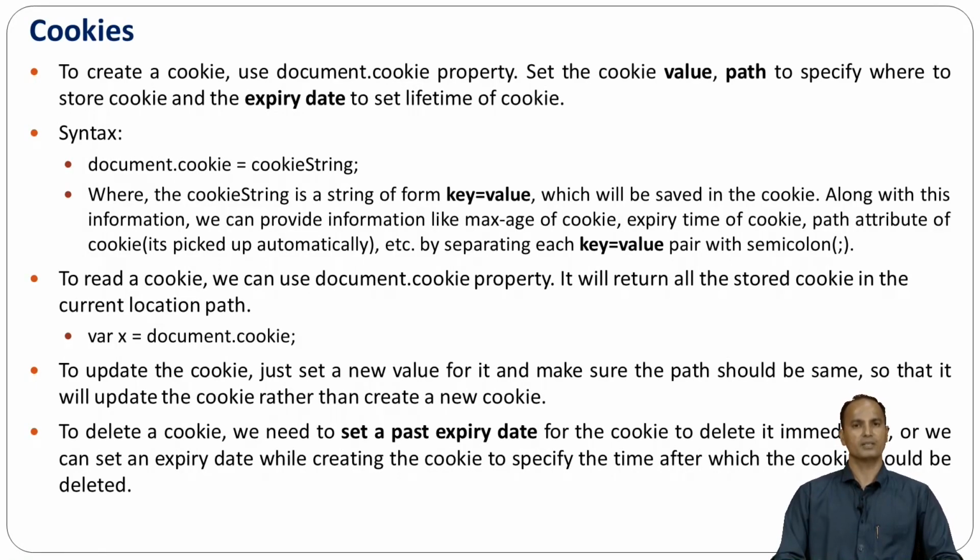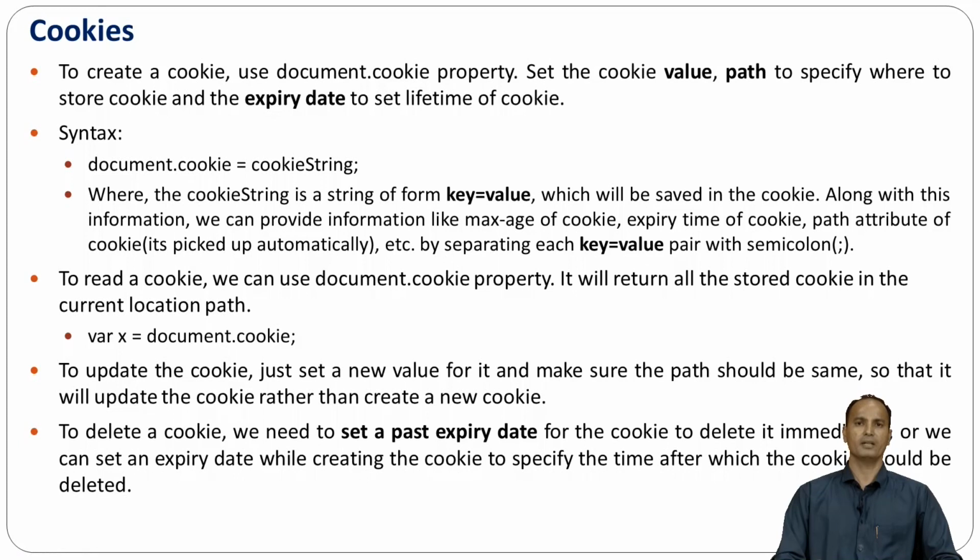The syntax to create a cookie is something like this: document.cookie equals cookie string, where the cookie string is a string of key value pairs which will be saved in the cookie. Along with this information, we can provide information like the maximum age of the cookie, that is, up to what time period the cookie should be retained, the expiry time of the cookie, the time after which the cookie must be deleted, path attributes of the cookie, etc., by separating each key value pair with a semicolon. To read a cookie, we can use the document.cookie property. It will return all stored cookies in the current location path.